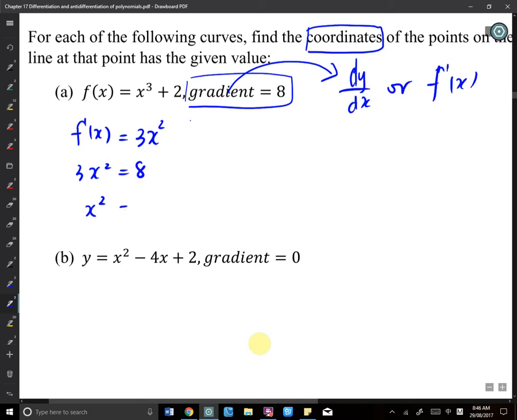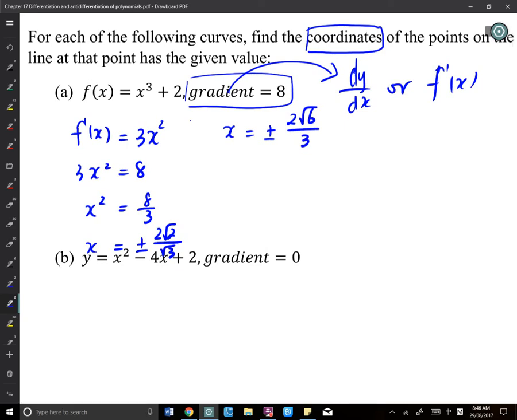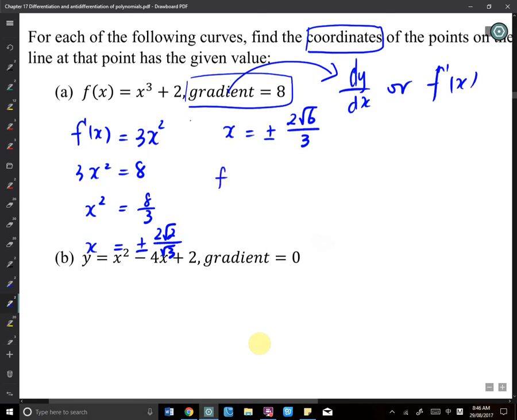x to the power of 2 equals to 8 over 3. And x squared equals to plus minus 2 root 2 over root 3. x equals to plus minus 2 root 6 over 3. And then we have to substitute f of 2 root 6 over 3.